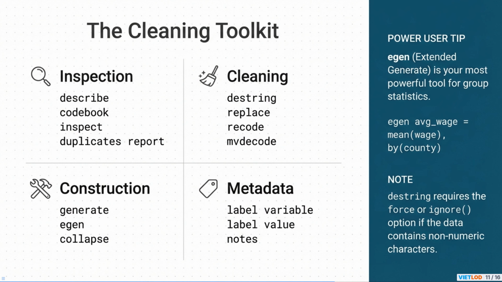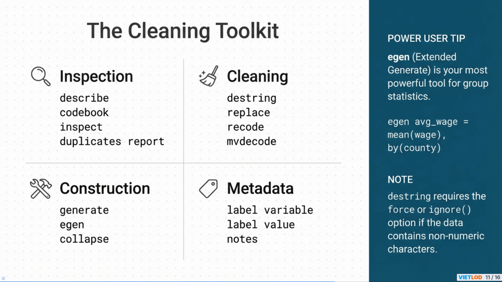This slide presents our comprehensive toolkit for data management and cleaning, categorized into 4 essential areas. First, for inspection, we use commands like describe to see variable types and basic summaries, codebook for detailed variable information, inspect for quick data quality checks, and duplicates report to identify and report any repeated observations. Next, for cleaning, our toolkit includes destring to convert string variables to numeric, replace to change specific values, recode for transforming categorical variables, and mvdecode for consistently handling missing values.